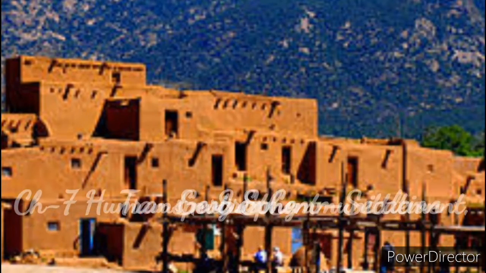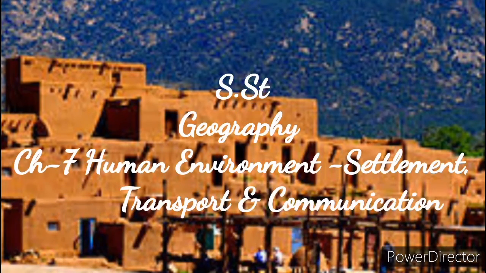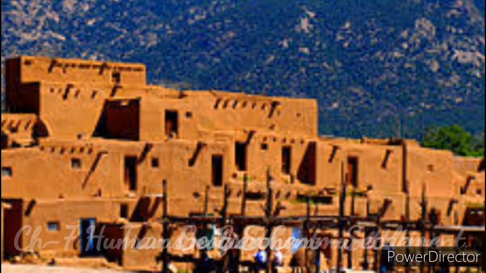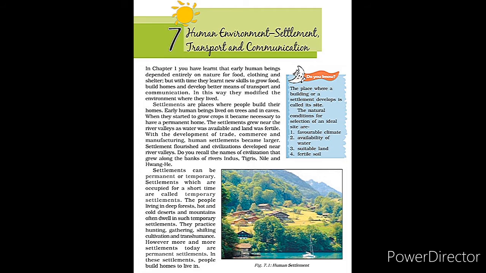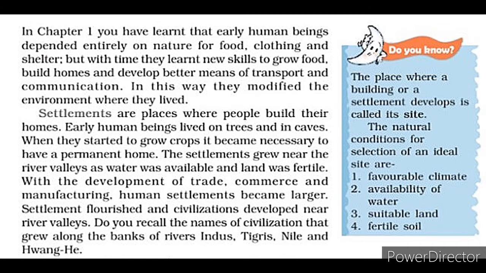Today, we are going to start chapter number 7 of Geography, that is Human Environment, Settlement, Transport, and Communication. In this chapter, we will discuss the types of settlement and what we mean by the term settlement, types of transport, and communication. See the chapter.